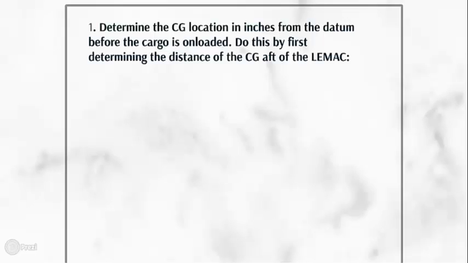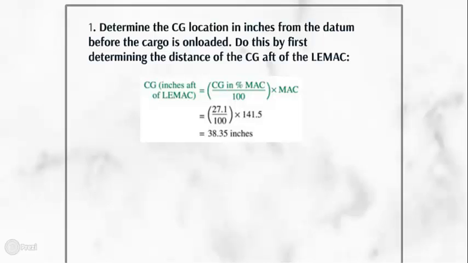Do this by first determining the distance of the CG aft of the LEMAC. CG inches aft of LEMAC equals CG percent MAC all over 100 times MAC. Substituting the values, it will be 27.1 all over 100 times 141.5. The answer will be 38.35 inches.